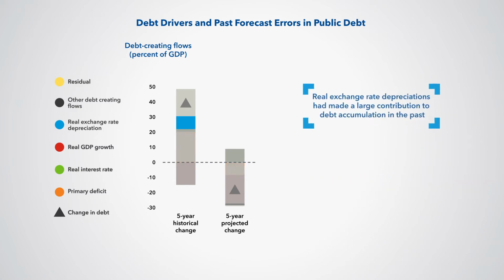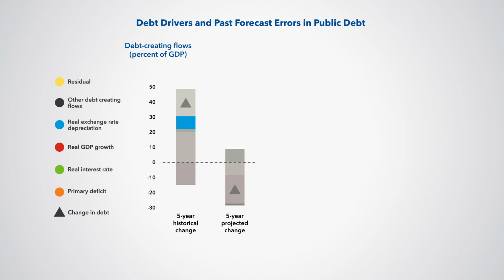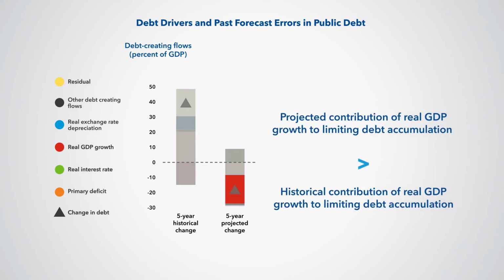Second, real exchange rate depreciation had made a large contribution to debt accumulation in the past. However, there is a negligible projected change in the real exchange rate. Such a different contribution in the future can be justified if the equilibrium real exchange rate gap has already closed. Third, the projected contribution of real GDP growth to limiting debt accumulation is larger than the historical contribution. In other words, projected real GDP growth is higher than the past growth.